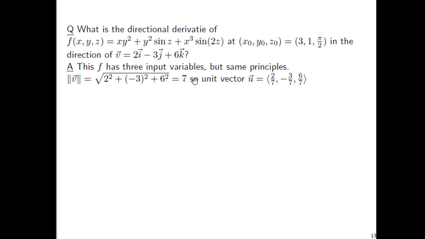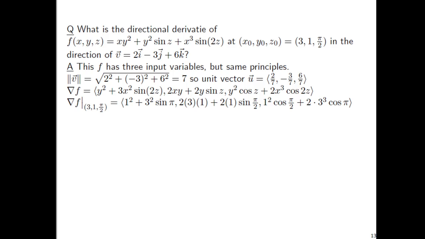So we take the vector v and we scalar multiply by 1/7, and I already pushed that 1/7 in. The vector u should be 2/7, negative 3/7, 6/7. Take that as our unit vector. The gradient looks like this. I won't, again, go through all the details of it, but just compute partial derivative with respect to x, with respect to y, with respect to z, and then we need to take this and plug in (3, 1, pi over 2).